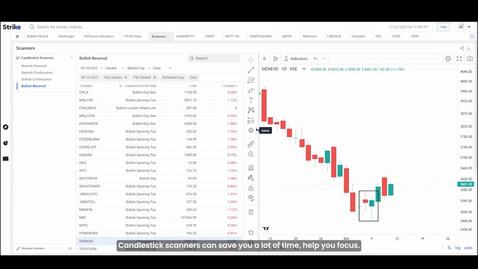Candlestick scanners can save you a lot of time, help you focus, and most importantly, can be invaluable in informing your trading decisions. Deep dive, practice, and remember to always do your own research.